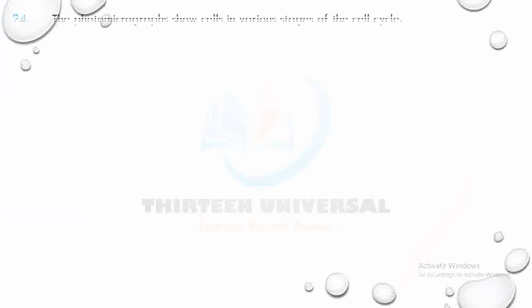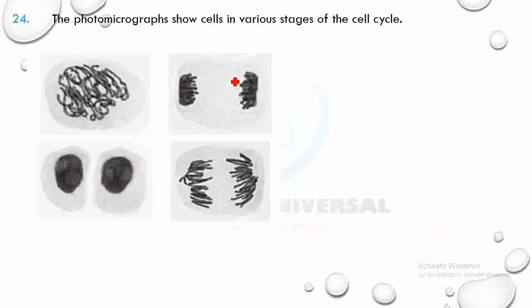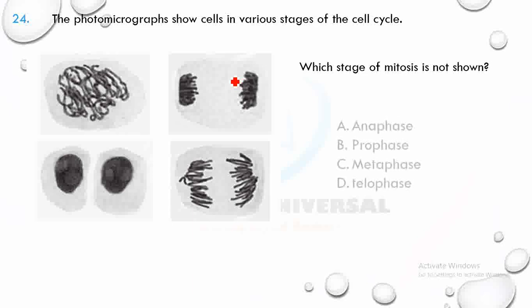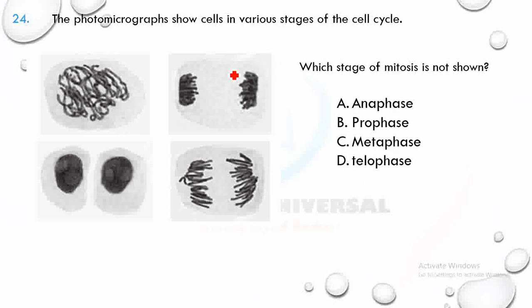All right. The photomicrograph shows cells in various stages of the cell cycle. Cute picture. Let's see the question. Which stage of mitosis is not shown? I want you to pinpoint it. Which one is not shown? Pause the video and try it.